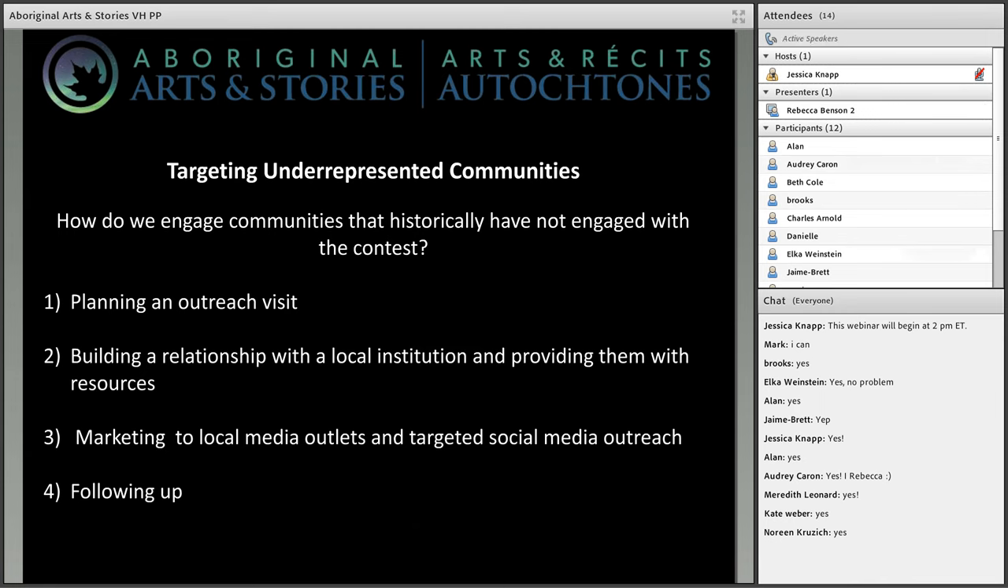Now, there are communities that are underrepresented in our numbers each year. For example, we have trouble sometimes getting submissions from the East Coast. So we try to engage communities that historically have not engaged with the contest, and we try to look at those statistics really closely. So the way that we target an underrepresented community would be one of four ways.